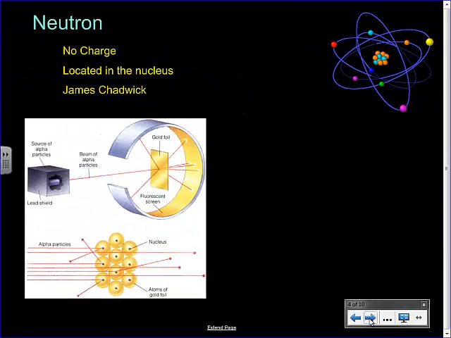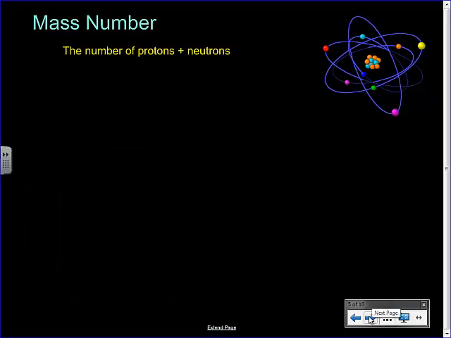The next gentleman, James Chadwick, figured out that the mass to charge ratio of the nucleus was not equivalent. To explain that, he said that there must be some other matter in the nucleus. That other matter he came up with was a neutron, or a neutrally charged particle, in the nucleus. So James Chadwick, running a similar experiment to Rutherford, discovered the neutron. Now, mass number.